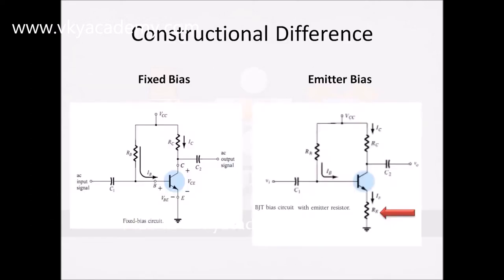Now this is the constructional difference between the fixed bias configuration and emitter bias configuration. You can see in this figure, in fixed bias configuration we have only two passive resistances, RB and RC. But in the case of emitter bias configuration, we have three resistances. One extra resistance, RE, is connected to the emitter terminal, which is not available in fixed bias configuration. So this is the only constructional difference between fixed bias and emitter bias.